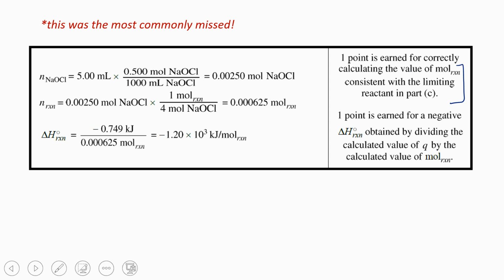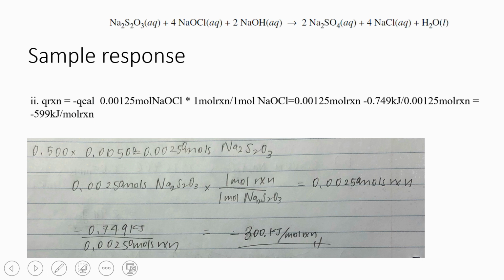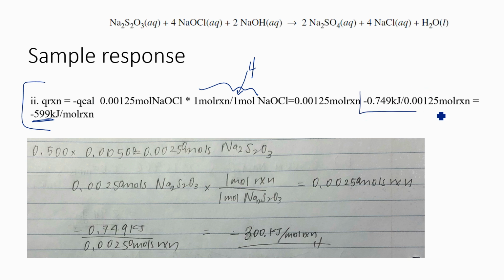Okay, so if we look at an example here, if you look at this response that's typed, it looks like our numerical answer is not correct in the end, and that was because we kind of missed the mole ratio. We got the right idea here. They want to convert moles NaOCl to moles reaction, but this should actually have been a 4 there. But you would still get 1 point here for taking this value and dividing it by the moles reaction that you found. So you'd still earn a point for this problem.